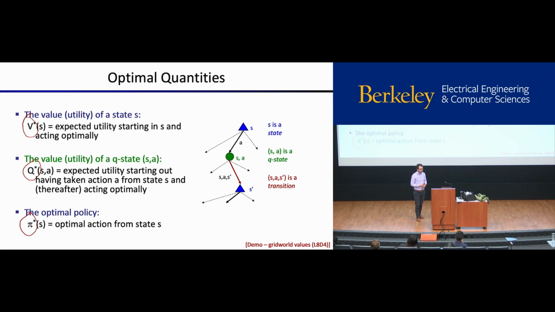The optimal Q value, Q star of S, A, says first I take action A from state S, and then after the environment goes, I then take all the future action decisions optimally from the S prime and thereafter. Okay, so that's V star and Q star. And then pi star is just a policy that maps from each state to an optimal action. Any optimal action will do. So if there's 2 actions that have the same expected utility, we get to pick.